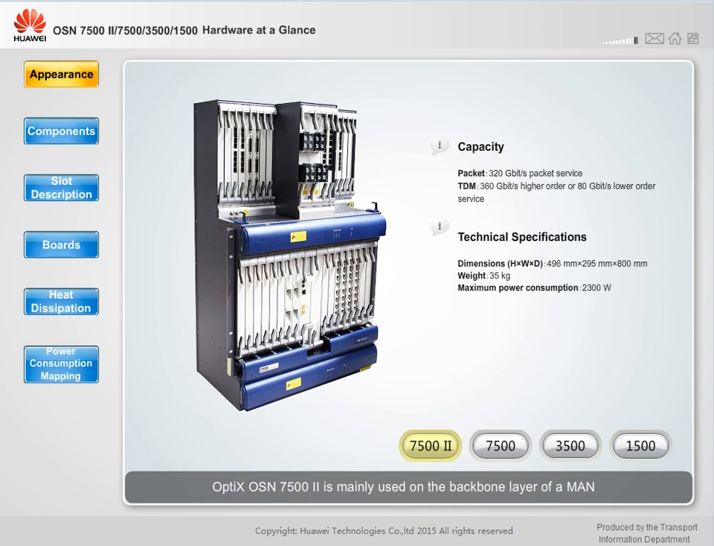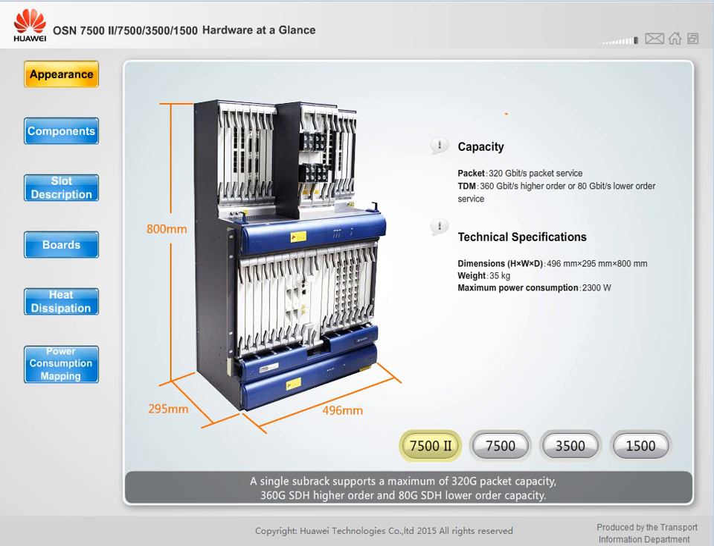OptiX OSN 7500 II is mainly used on the backbone layer of a MAN. A single subrack supports a maximum of 320G packet capacity, 360G SDH higher order, and 80G SDH lower order capacity.